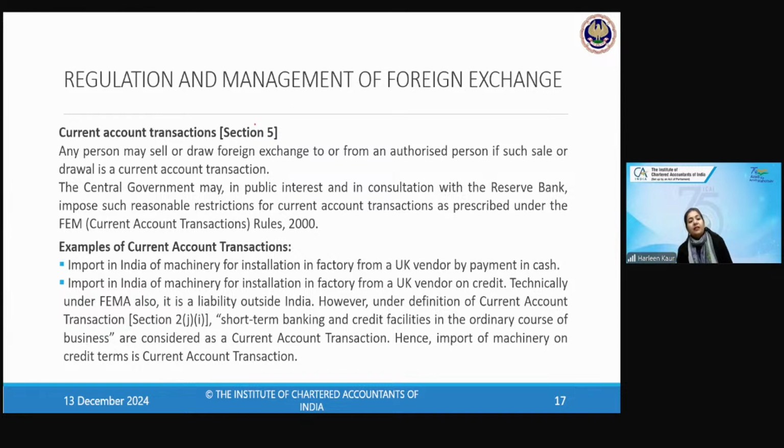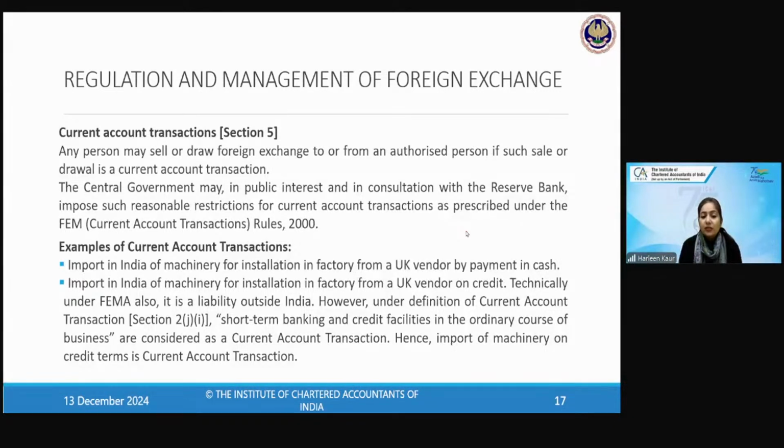All right. Now let's start with the current account transaction, section number 5. Any person may draw, sell, or buy foreign exchange to or from an authorized person in current account transactions. The central government, in public interest and in consultation with RBI, can impose certain restrictions on current account transactions. So there are certain current account transactions which have been restricted. Suppose import of machinery for installation in a factory from a UK vendor by payment. You want to import machinery from a UK vendor, you need foreign exchange because you're doing it for the purpose of business.